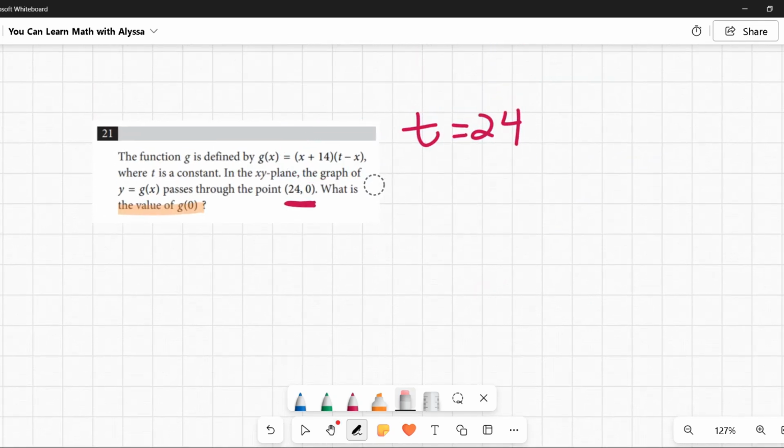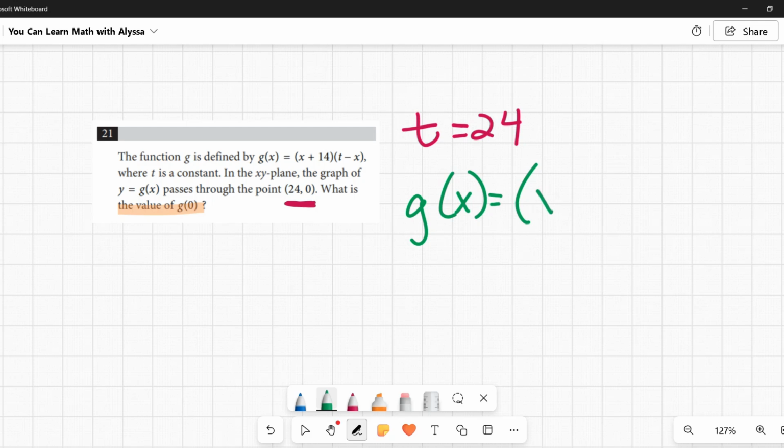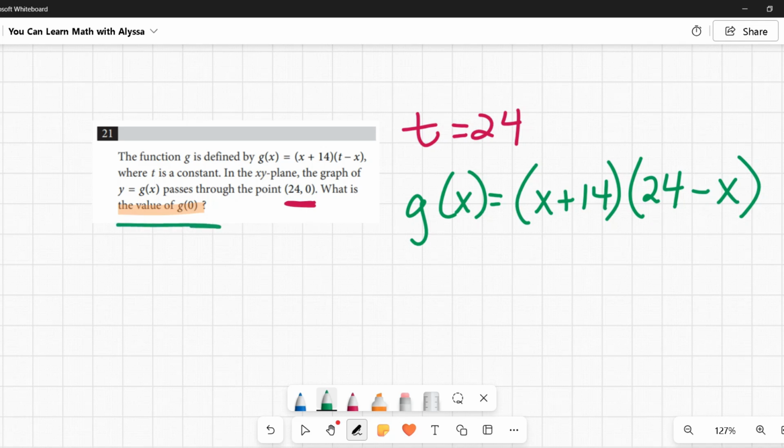Go back up. So now I know that my full proper equation is g of x equals x plus 14 times 24 minus x. So now the question is, what is the value of g of 0? We say g of 0, it's saying everywhere there's an x, plug in 0, do the math, see what comes out. That is the value of g of 0.